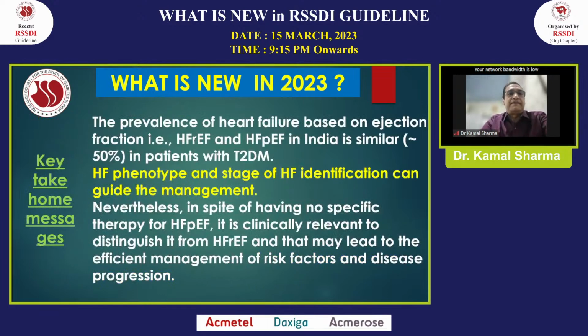So the prevalence of heart failure based on ejection fraction, as we were discussing, of HFrEF and HFpEF in India is almost similar. 50% of the patients have HFpEF, 50% of them would have HFrEF. You can otherwise also say that there is another subgroup, like one third have either, and then there is another one third which have both. So heart failure phenotype and the stage of heart failure identification can guide the management. And nevertheless, in spite of no specific treatment, as we know, beyond the SGLT2, which has just opened the foray of managing the same, it's important to distinguish HFrEF from HFpEF so that you can efficiently do the risk factor modification and also prevent the disease progression.